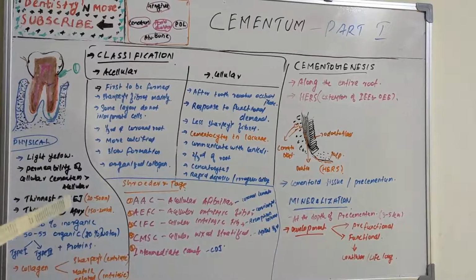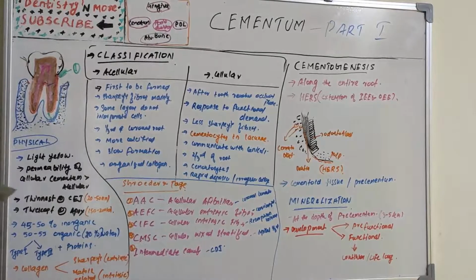The organic matrix of cementum basically consists of type 1 collagen, type 3 collagen and other non-collagenous proteins, where type 1 collagen is the majority, just like the periodontal ligament. If we say by volume, we can say 45% inorganic matter, 30% organic matter and 20% water. The first one was dry weight basis and this is by volume.